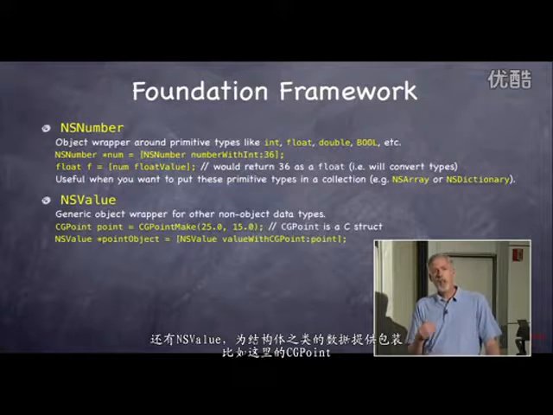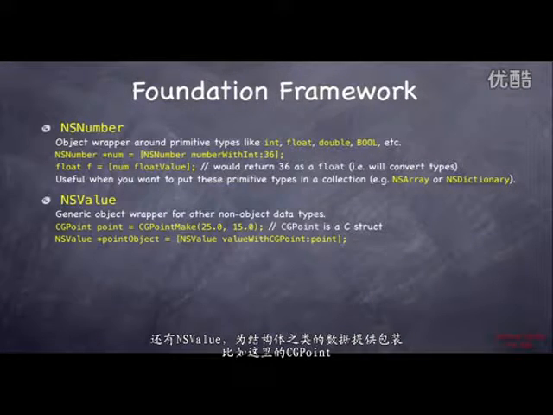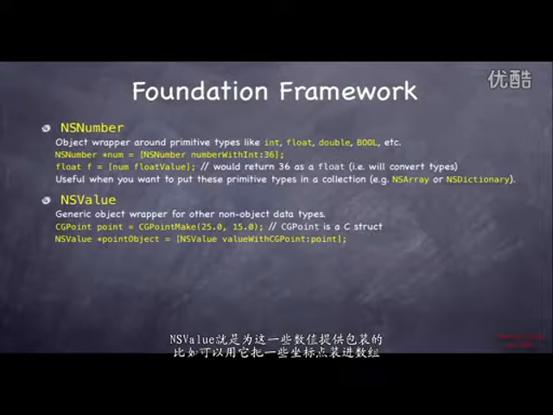There's NSValue. There's a select number of really important structs in iOS, like CGPoint and also CGRect and some other ones. And NSValue is an object that knows how to wrap those into an object. So you could put a bunch of points in an array using NSValues.